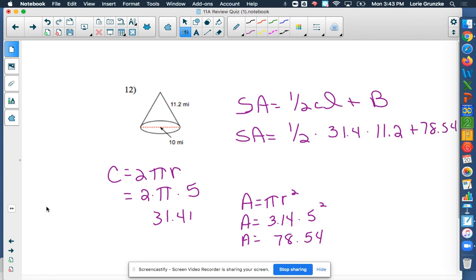78.54. Okay, now we go back. So you go 31.4 times 11.2 divided by 2. I get 175.84 plus 78.54. 254. Now mine is 38. Do you know why? Because I rounded off a little much. It's supposed to be 254.47.